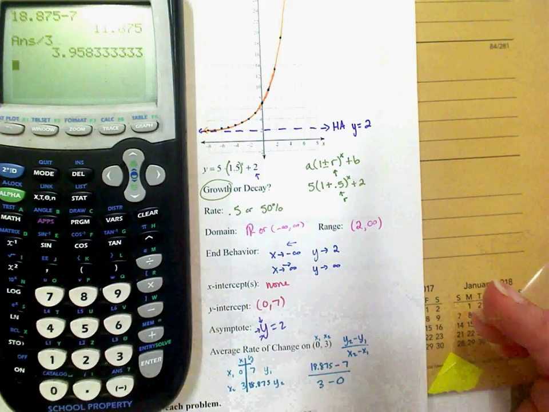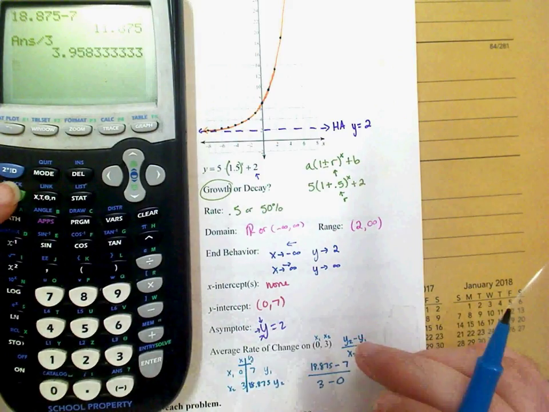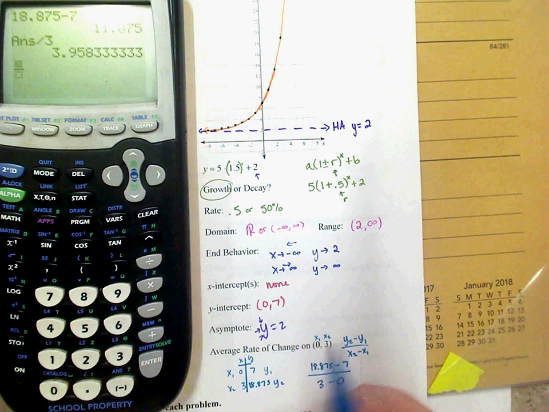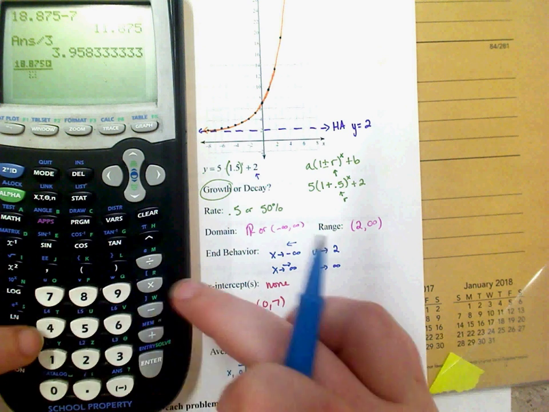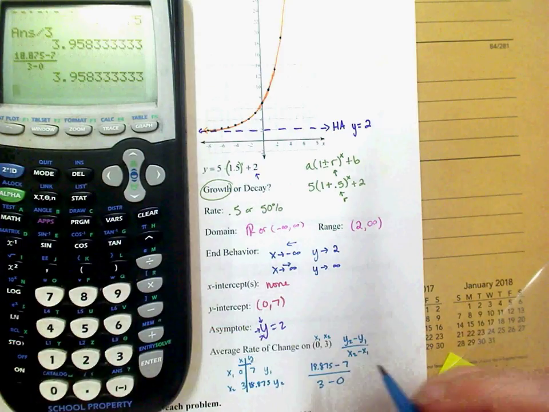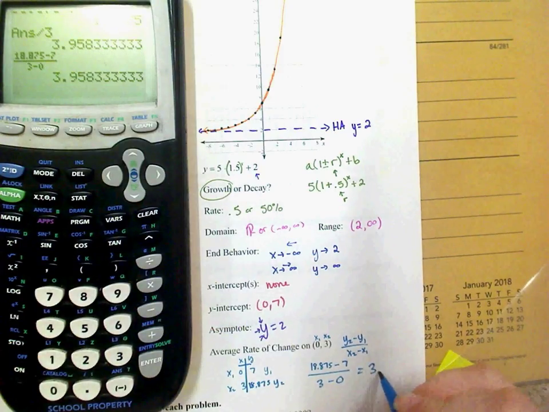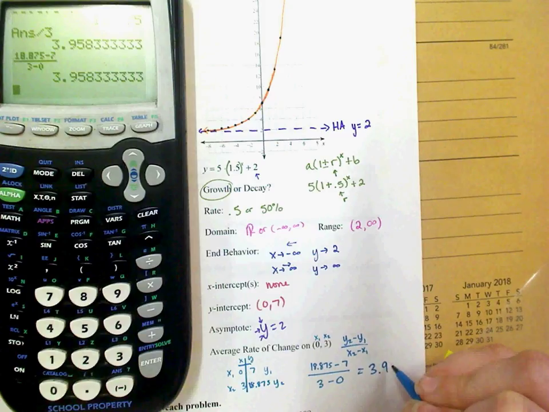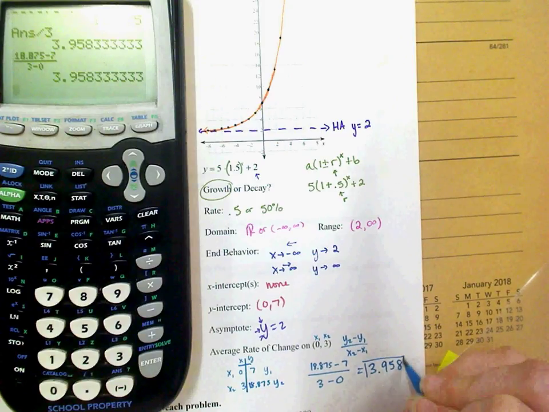Or you can do it all in one time and do alpha y equals, and press enter. 18.875 minus 7 divided by 3 minus 0, and there you go. And remember, I like 3 decimals, so 3.958. Okay?